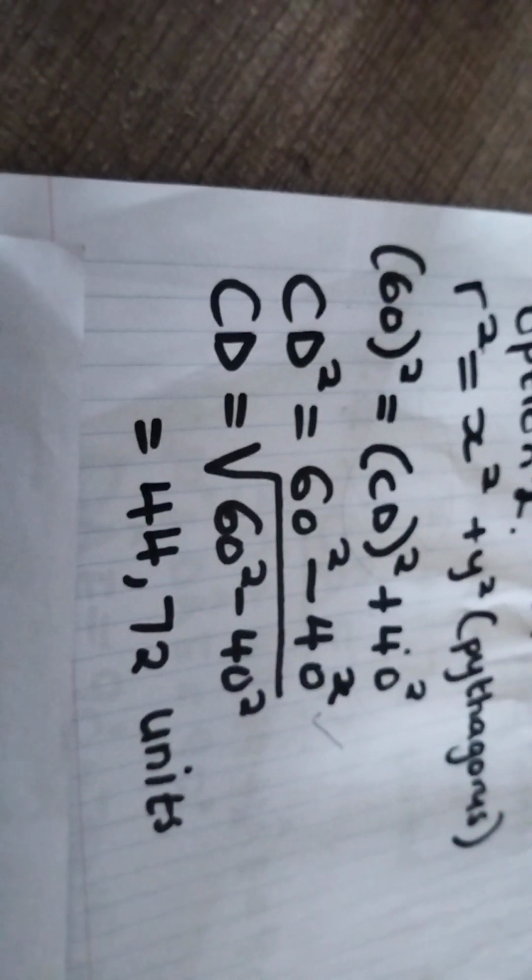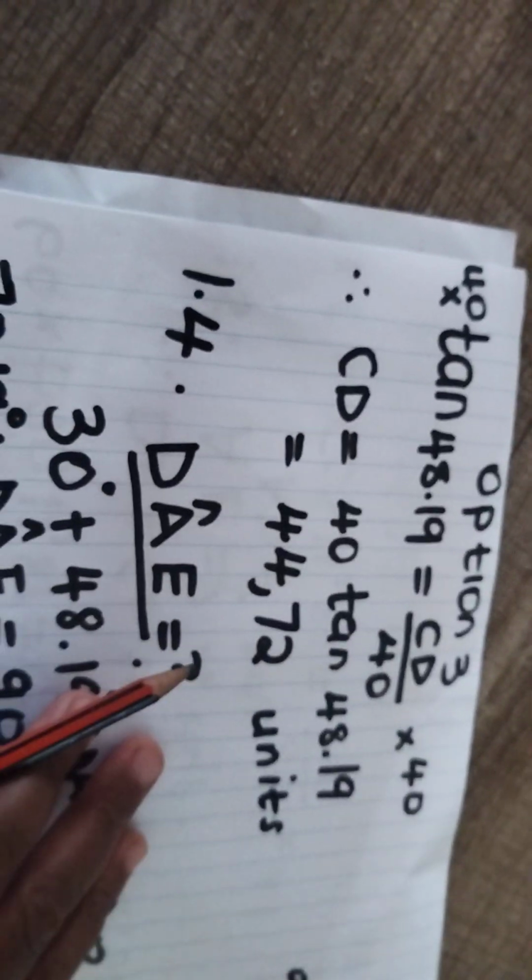Then we take the square root to remove the square, and we find that our CD is equal to 44.72, which is the same as the other one where we used sine. We're going to verify the same answer. So that is option 2, the theorem of Pythagoras. So let's go to the last option, option 3, let's assume the trig ratios.